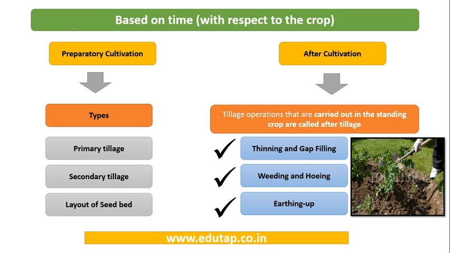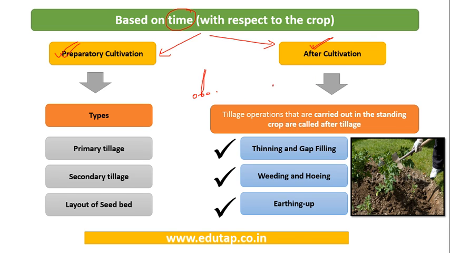Okay, so coming to preparatory cultivation first. This classification is based on time, right? So we can see it is preparatory cultivation and after cultivation. Preparatory cultivation is before you sow the seeds. Okay, so you're preparing the soil, and after this step you're going to sow your seeds. And once the seeds are sown, the plants are going to grow, and on the standing crop, whatever practices you perform, those practices are referred to as after cultivation practices.